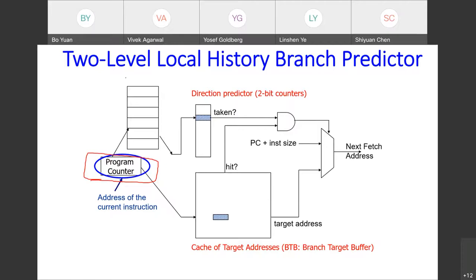So that means we have one table here, and each entry represents one local branch. And how do we access this table? We utilize the program counter, the current PC address. When you execute one branch instruction, you have your current PC value, and we can use this PC value as the address to access one specific entry of this table. All right? Any questions?